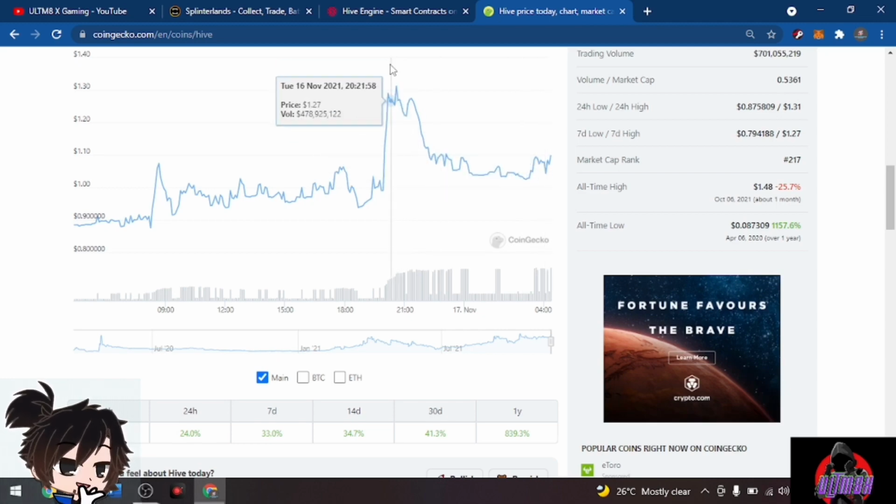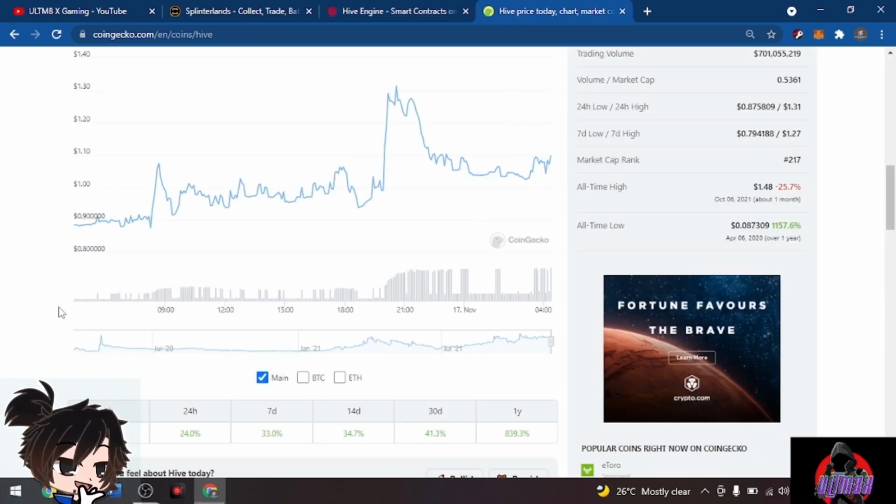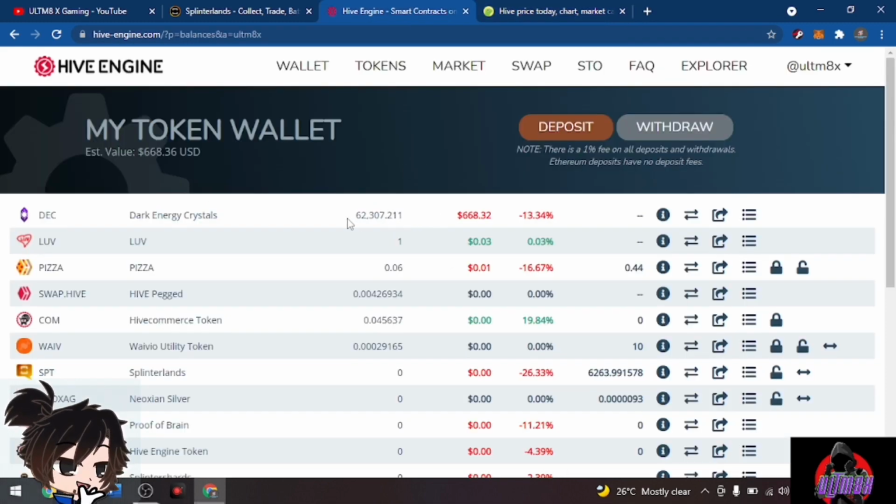And in Hive Engine, guys, as you could see in our wallet, we are already having minimal to zero Hive or swap Hive because we traded them to DEC. Why? Because with the high value of Hive at 1.3, we were able to maximize our profit with the downward trend for the DEC value. So it's like doubling up our value in terms of the Hive.